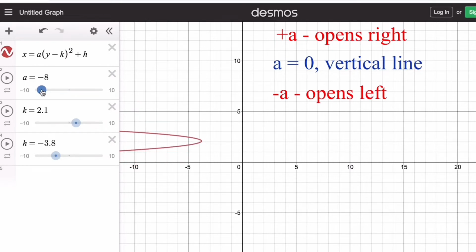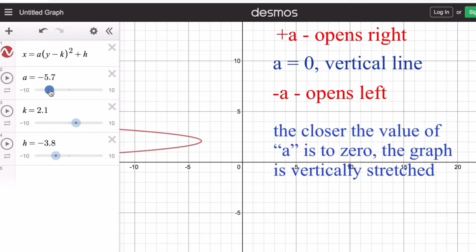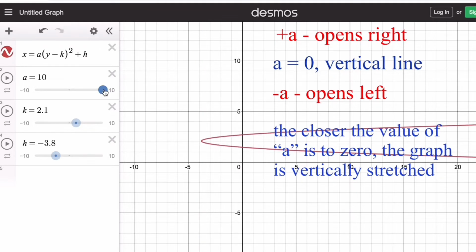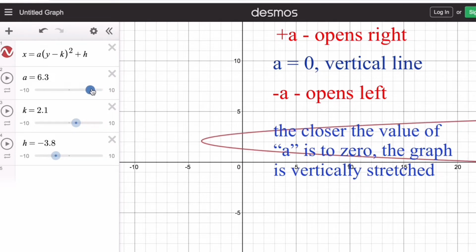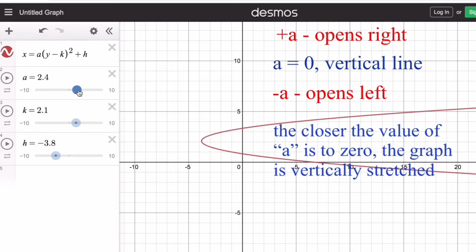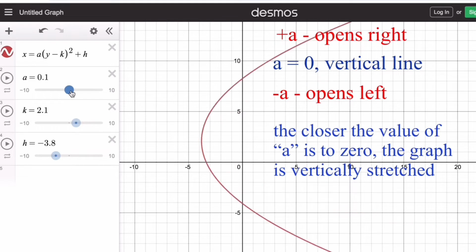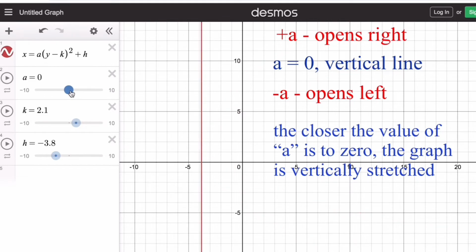On the other hand, we also remember that if the value of A gets closer to 0, the graph becomes vertically stretched. So you can see the graph becomes more and more vertical until up to a point that at 0, it becomes a vertical line. As well, if we start from 10 and go towards 0, changing the value of A towards 0, we can see that the graph again becomes vertically stretched. That means it becomes more and more vertical up to a point that it turns into a vertical line when A is 0.